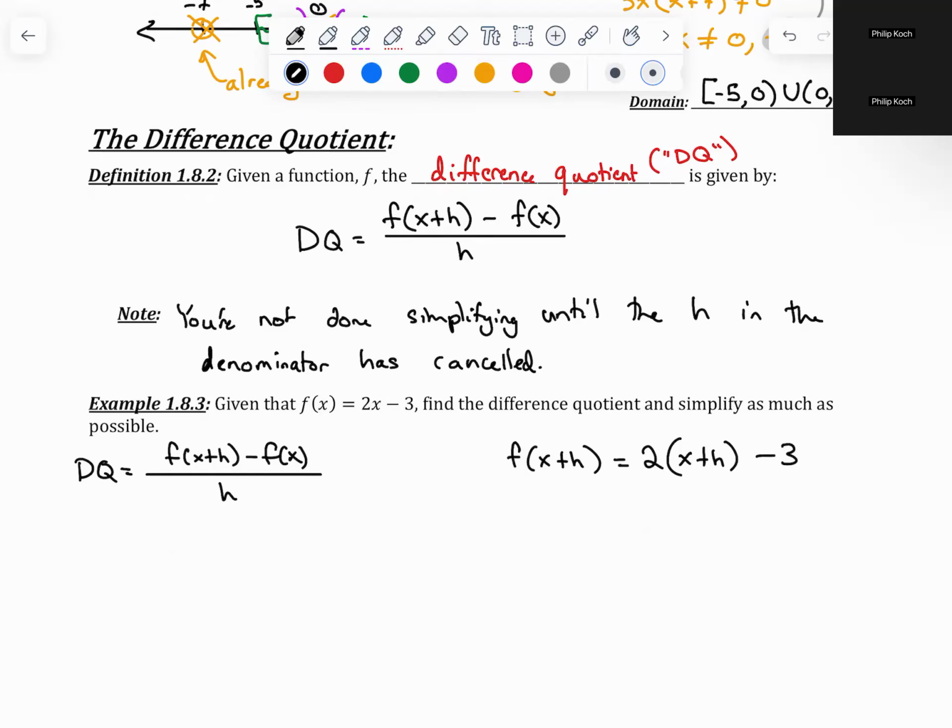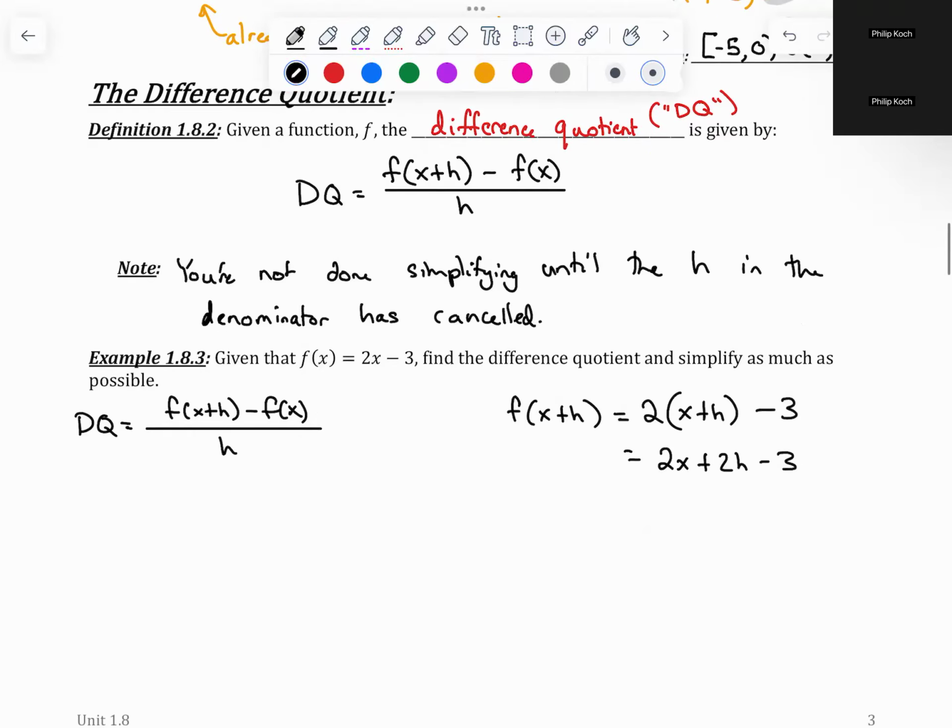You're replacing x in the function. You're replacing the x with an x plus h. That's what that means. You don't add h after the fact. That would be adding an h outside of the parentheses. So simplifying that a little bit, that's going to be 2x plus 2h minus 3.